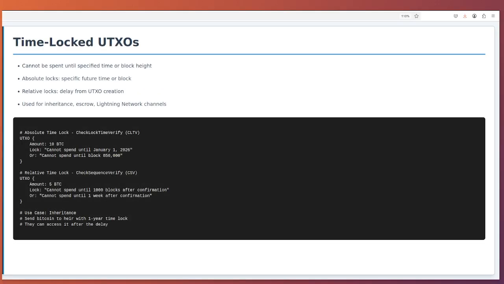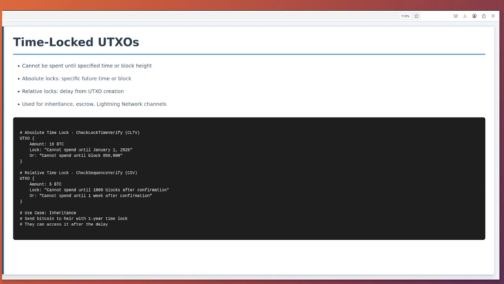Time-locked UTXOs. Bitcoin's UTXO model also supports time-locked outputs, allowing you to create Bitcoin that cannot be spent until a certain time in the future. This powerful feature enables various use cases, from inheritance planning to payment channels. There are 2 types of time locks. Absolute time locks specify an exact block height or timestamp before which the UTXO cannot be spent. For example, you could create a UTXO that becomes spendable at a specific block height, or on January 1, 2026.